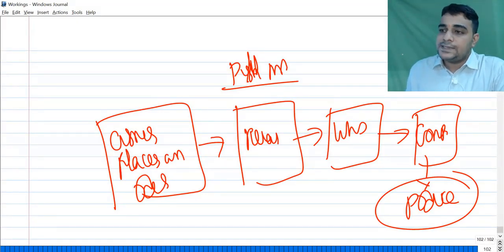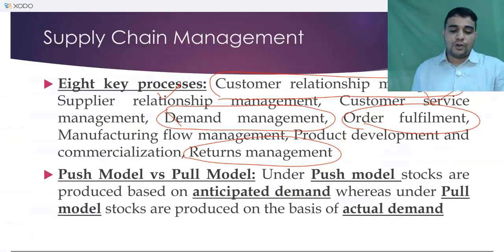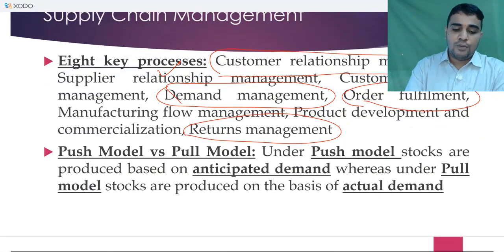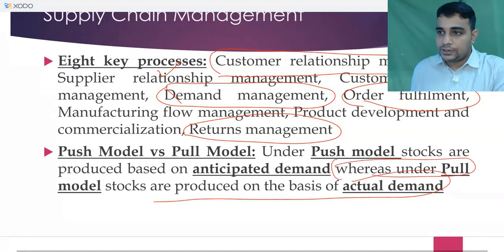Mostly this happens in case of your car manufacturing. Under car manufacturing, this is what is happening. People will place an order. Based on the order, you do the manufacturing and then supply it. Here what happens is you are not going to maintain any inventory. Pull model, stocks are produced based on the actual demand.